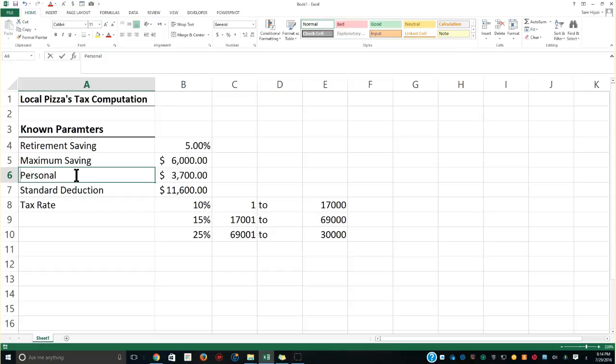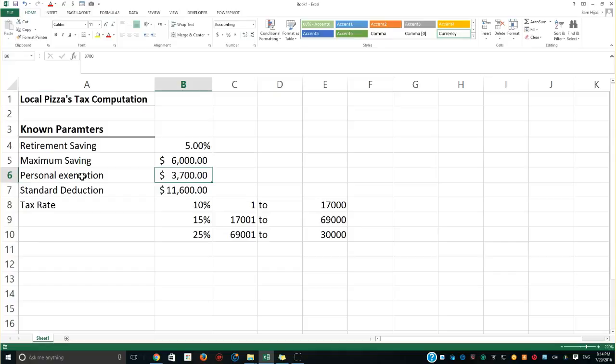Their personal exemption for the tax is going to be, sorry, here it's a different language, so we'll say exemption. It's going to be $3,000 for each one of them, and the standard deduction is $11,600. We're going to calculate their tax rate based on their income, but here is the trick.